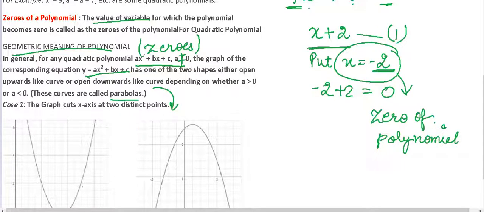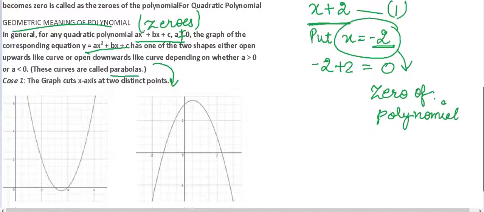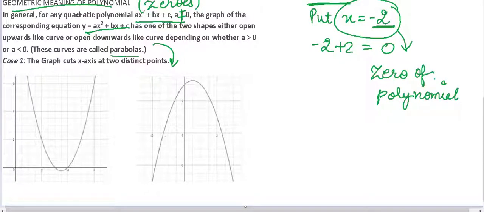Now what does this parabola represent about the zeros? See, zeros are those points on the graph where y will cut the x-axis, right? See this one, here you are intersecting here and here, so these are the zeros of the polynomial. Similarly, here you are intersecting here and here, so these two are the zeros of the polynomial.